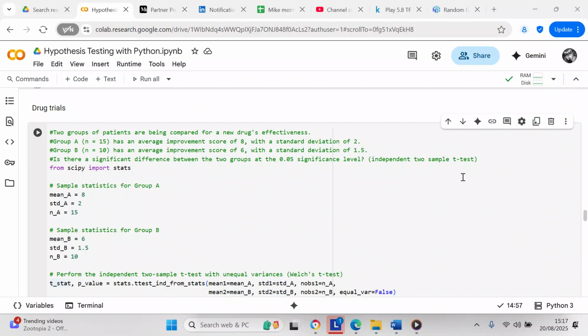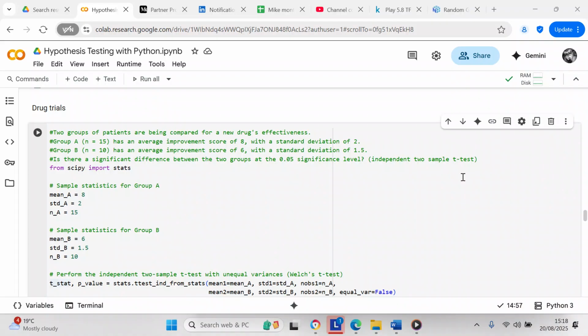In this video, we're going to be covering a practice question with the t-distribution. The t-distribution is similar to the normal distribution with the exception that the t-distribution has heavier tails than the normal distribution. So this practice question is going to be on drug trials.